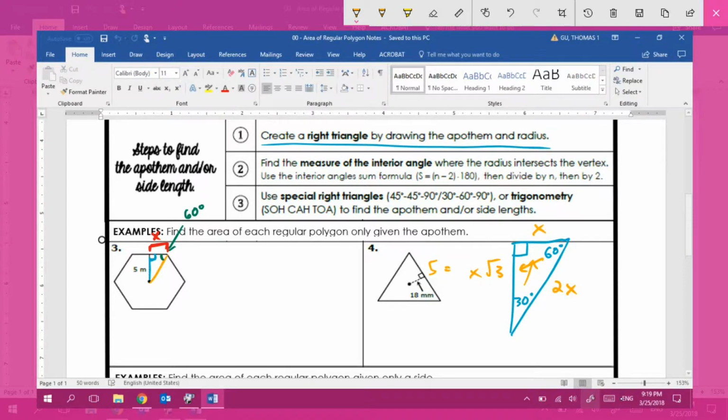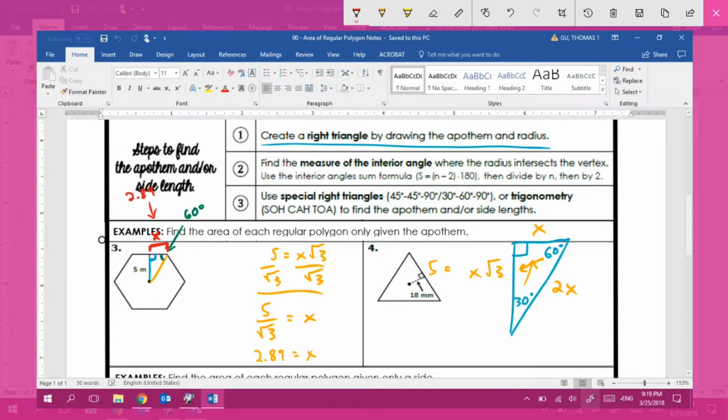We're trying to find X. So if I simplify for X, watch this, 5 equals X square root of 3. How do I get X by itself? I'm just going to divide both sides by square root of 3. Now, normally, we don't let you keep the radical on the bottom, but we're just trying to find a number here. So if I plug 5 divided by square root of 3 into the calculator, that's going to give me about 2.89. So that means this X right here is about 2.89.